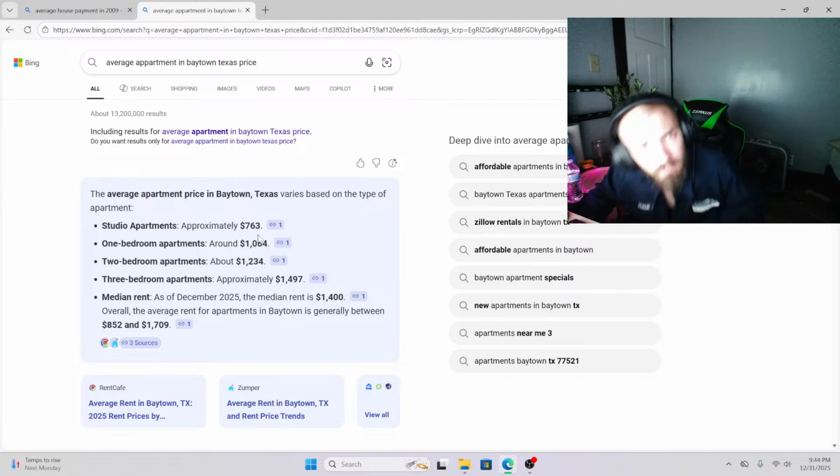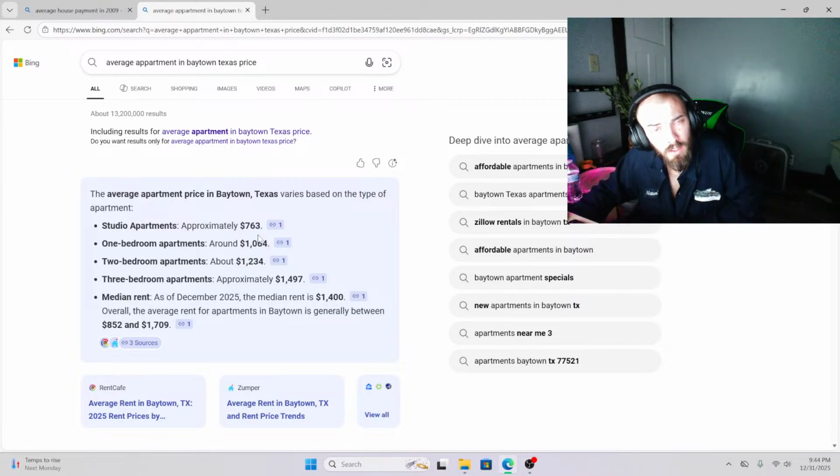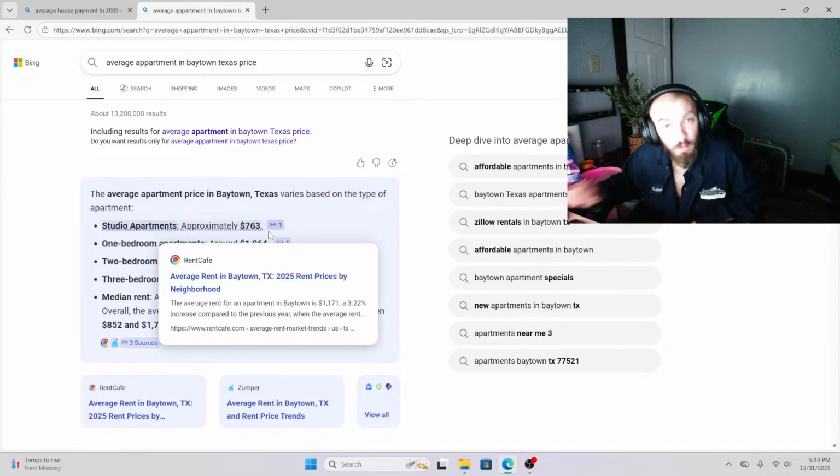You want to know what my first apartment cost me? It was $400 for pretty much a studio with some bills included. I think I got water and some other stuff for free. I just had to pay for electricity and Wi-Fi.